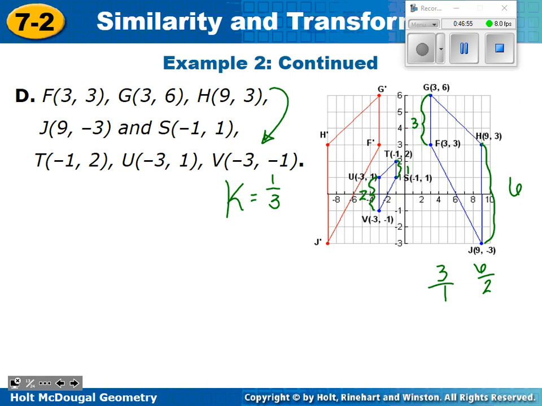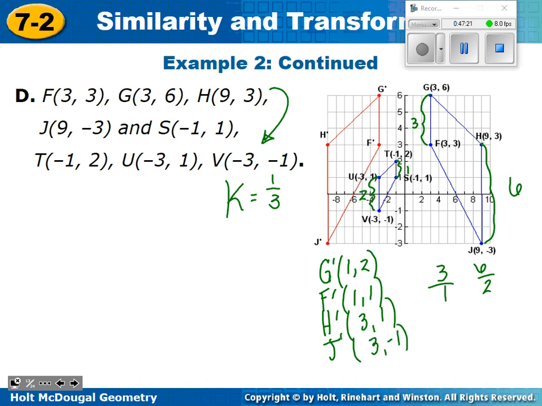Let's reduce this by 1/3. Take every coordinate and multiply them by 1/3. So what is G prime going to be? 1, 2. So everybody with me, we're just dividing by 3, multiplying by 1/3. What is F prime going to be? 1, 1. What is H prime going to be? 3, 1. And what is J prime going to be? 3, -1. So now you're going to have to plot those points on your graph paper. So I'm going to plot this so we can see it. If I go to 1, 2, I'm right here. 1, 1, 3, 1, and 3, -1. So now here is my shape.